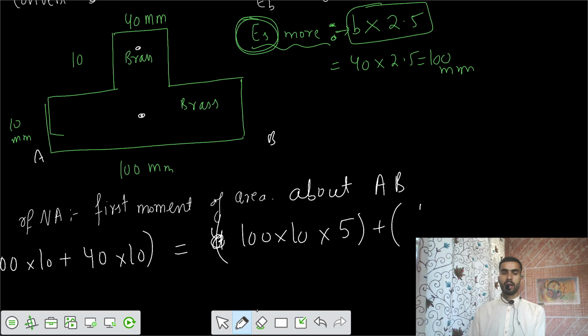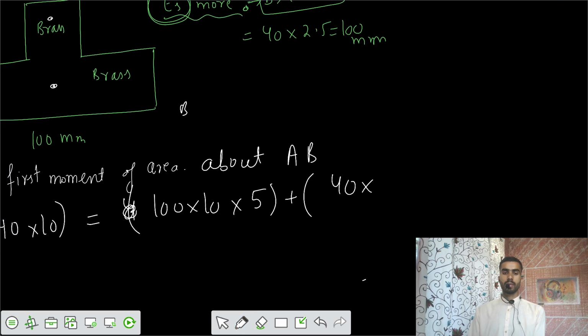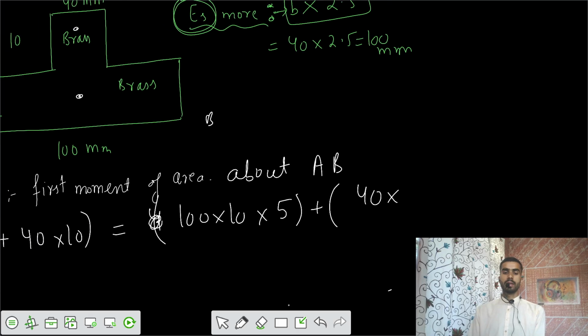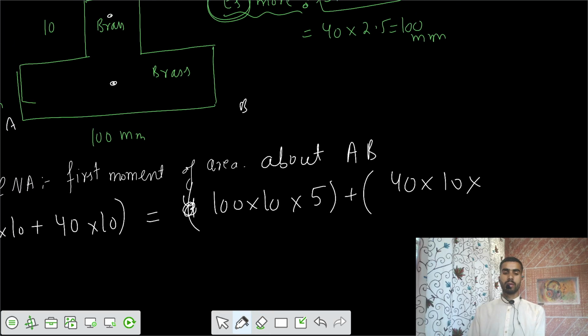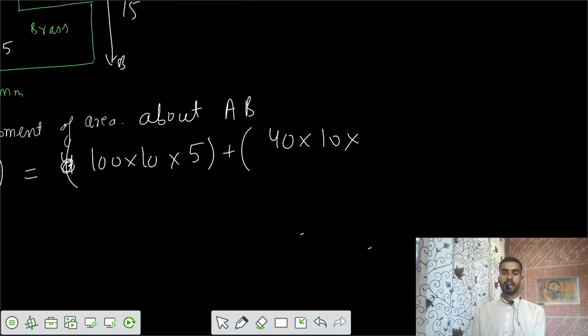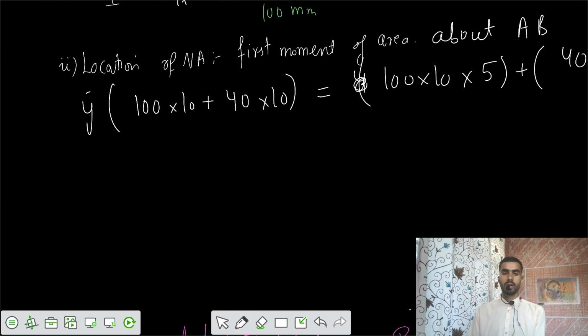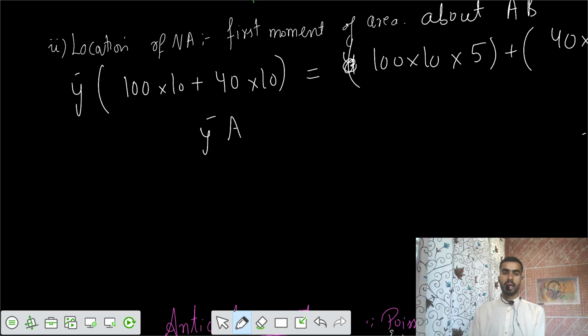and similarly the second one is 40 into 10 acting at 10 plus 5. So this one is 10 plus 5, 15. This one is 15 and this one is 5. So we got 15 and 5. That means 10 plus 5, can write 15. So you got this from the equation y bar into A equals summation of yi ai.